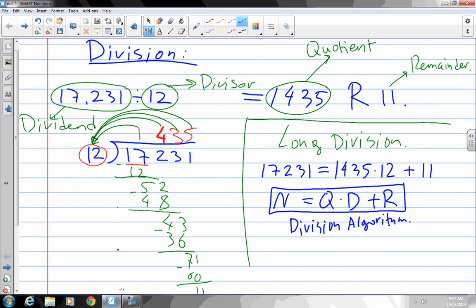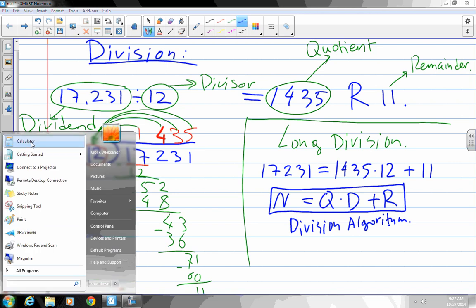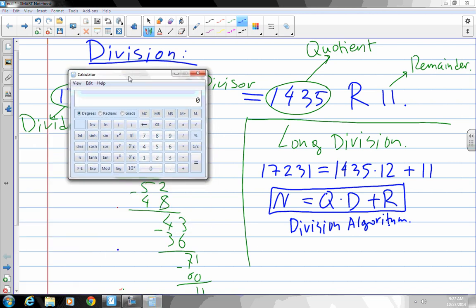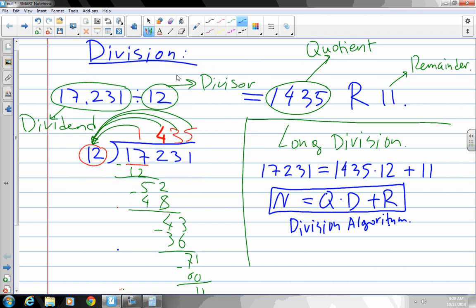Is that okay? Are you buying this? That 1435 times 12 plus 11 should equal our original number? I mean, if it doesn't, then we're doing something wrong. I can really quickly check that. 1435 times 12 plus 11, yeah, 17,231, right?